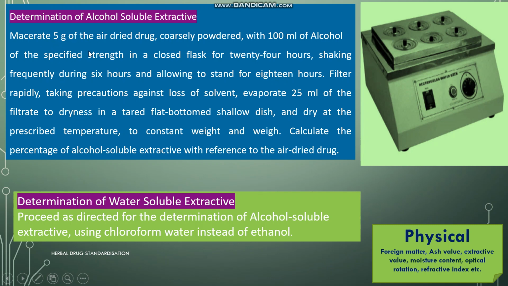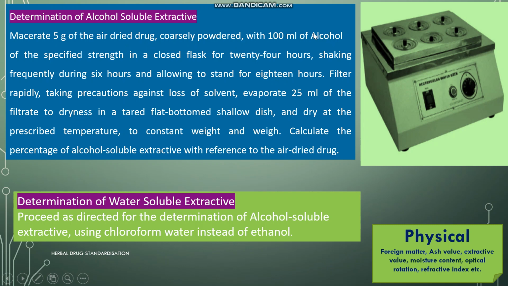So we do the maceration of a particular quantity of the drug in a particular container, for a period of certain hours. And after obtaining the extract, we can easily calculate the extractive value. So here is the procedure. We take 5 gram of the drug as per this procedure and add it to 100 ml of alcohol, and over here alcohol means ethanol.